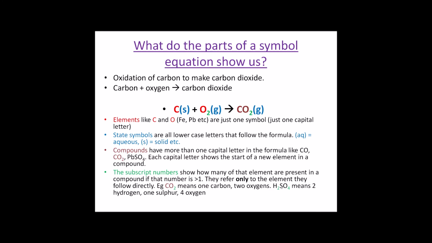In H2SO4, sulfuric acid, that means we've got 2 hydrogens because a 2 follows the hydrogen. We've got 1 sulfur because there's no number after the sulfur, so if there's no number that means there's 1. And then we've got O4, which means there's 4 oxygens. So 2 hydrogens, 1 sulfur, 4 oxygens.